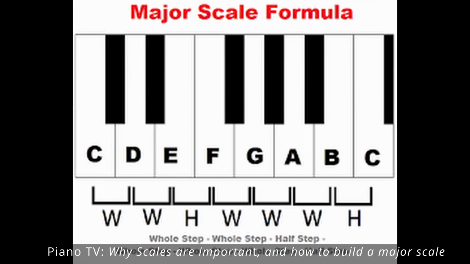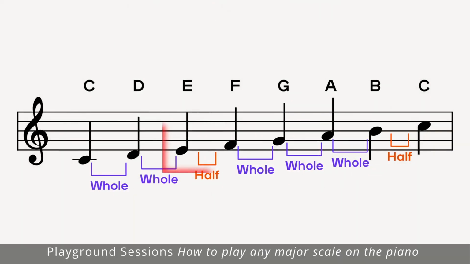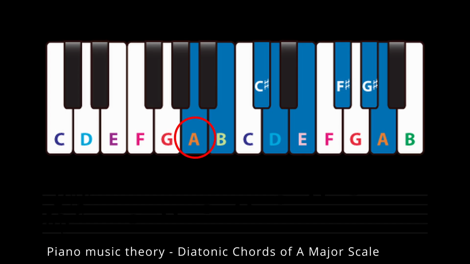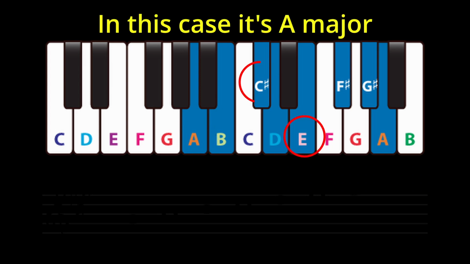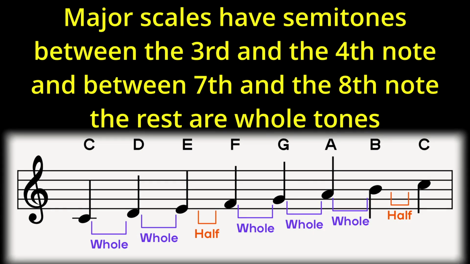First, major scale. Most important thing to remember is that it has a semitone between the third and fourth note, as well as between the seventh and the last eighth note. The rest of them are whole tones. You can see that if you take the first, the third, and the fifth note of the scale, you will get a major chord. So let's try to build a major scale from the ground up.